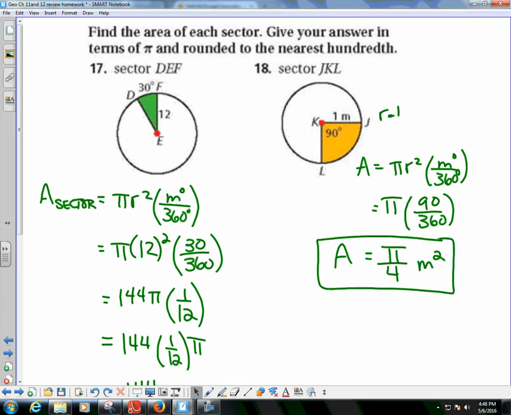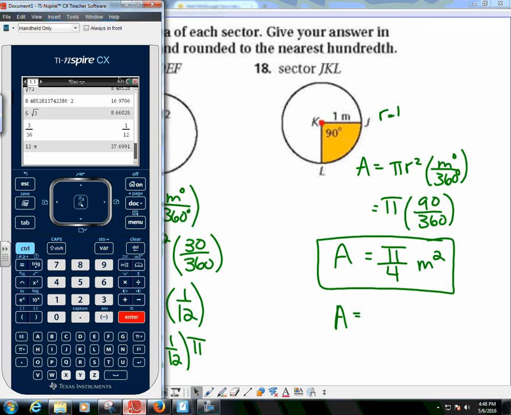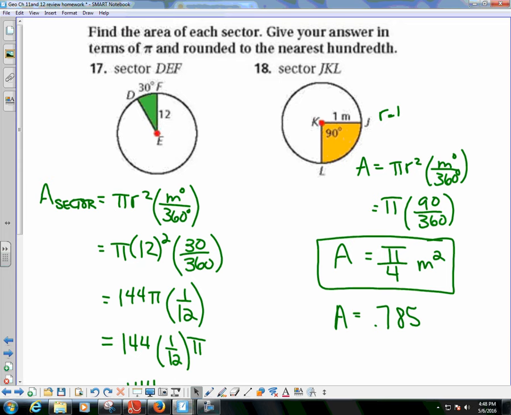So that's one answer. My answer to the nearest hundredth, I'm going to come over to my calculator. I'm going to type in pi and divide that by 4. And my answer is 0.785. I look at that digit, that tells me what to do there. My area is approximately 0.79 meters squared when rounded to the nearest hundredth place.